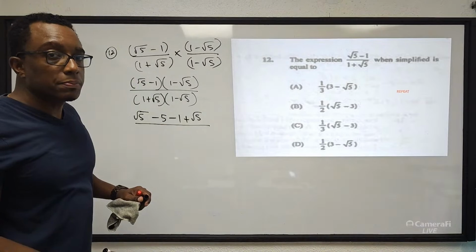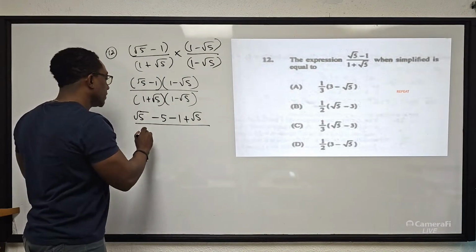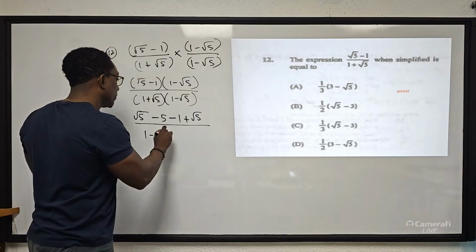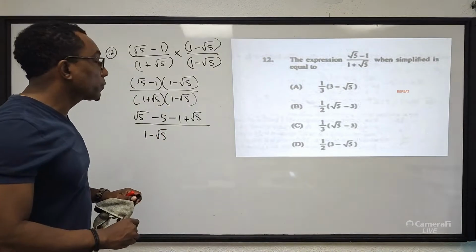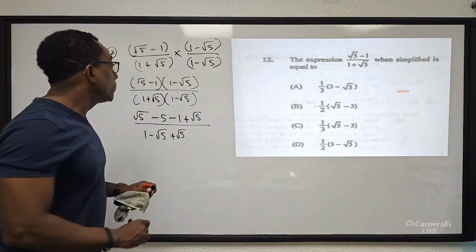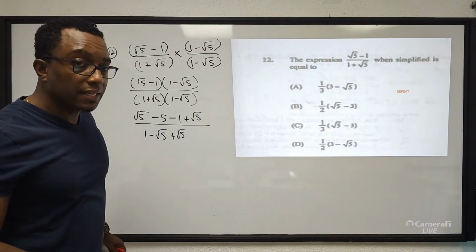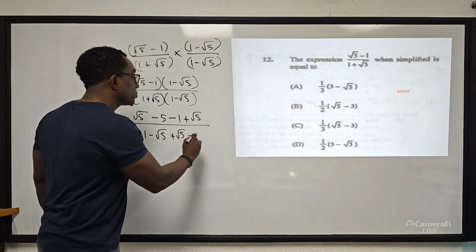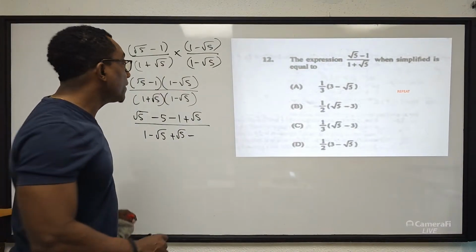All over, let me expand the denominator. 1 by 1 is 1. 1 by negative the square root of 5 is negative the square root of 5. Positive the square root of 5 by 1 is positive the square root of 5. And positive the square root of 5 by negative the square root of 5 is negative the square root of 25, which is 5.